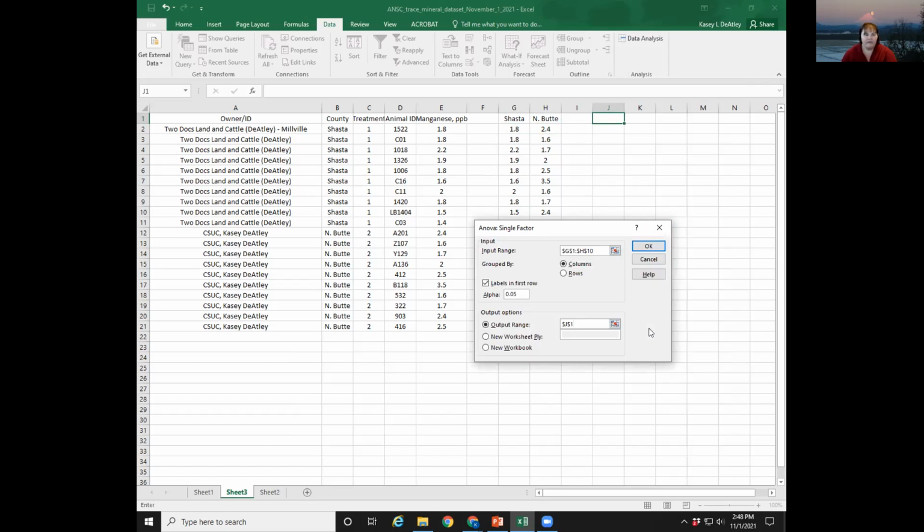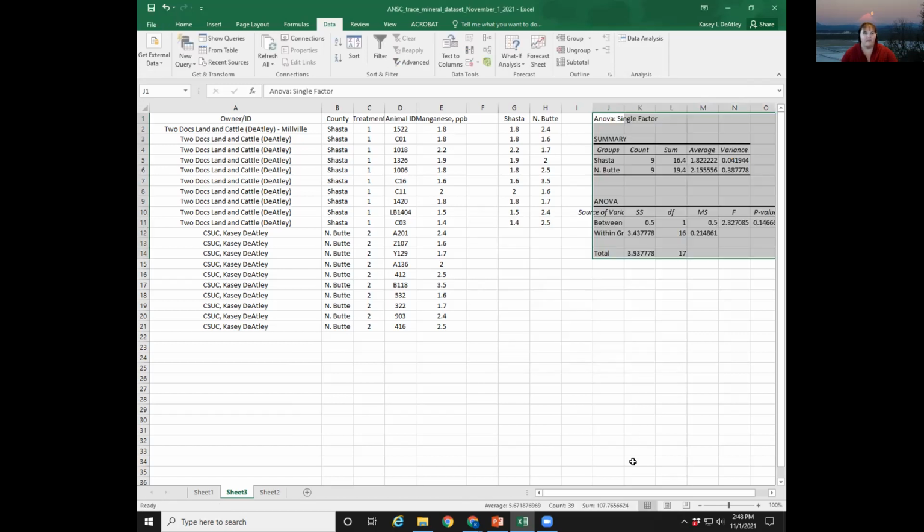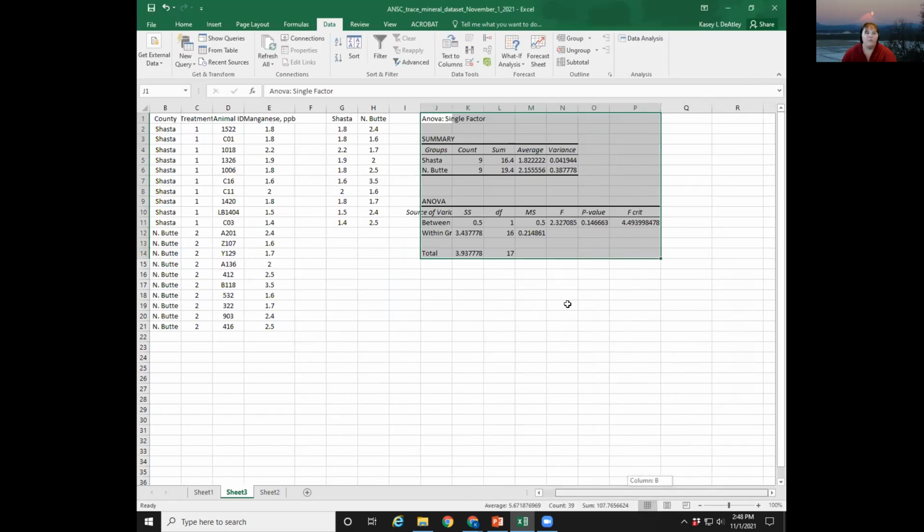All right, so again, we select our input range, make sure the box for columns is checked, check the box labels in first row, and then in output range, you guys can put it on a new sheet if you want. For me, it's easier to stay organized, especially because we're going to eventually look at multiple traits. Just choose a box for output range. Then we hit OK, and we get a summary table that has our means in it, and we get an ANOVA table that tells us our p-value.